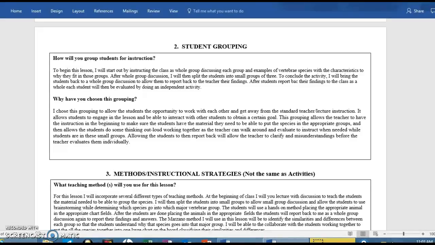This grouping allows the teacher to have the instruction in the beginning to make sure the students have the material they need to be able to put the species in the appropriate groups, and then allows the students to do some out loud working together as the teacher can walk around and evaluate to instruct when needed while the students are in these small groups. Allowing the students then to report back will allow the teacher to clarify any misunderstandings before the teacher evaluates them individually.